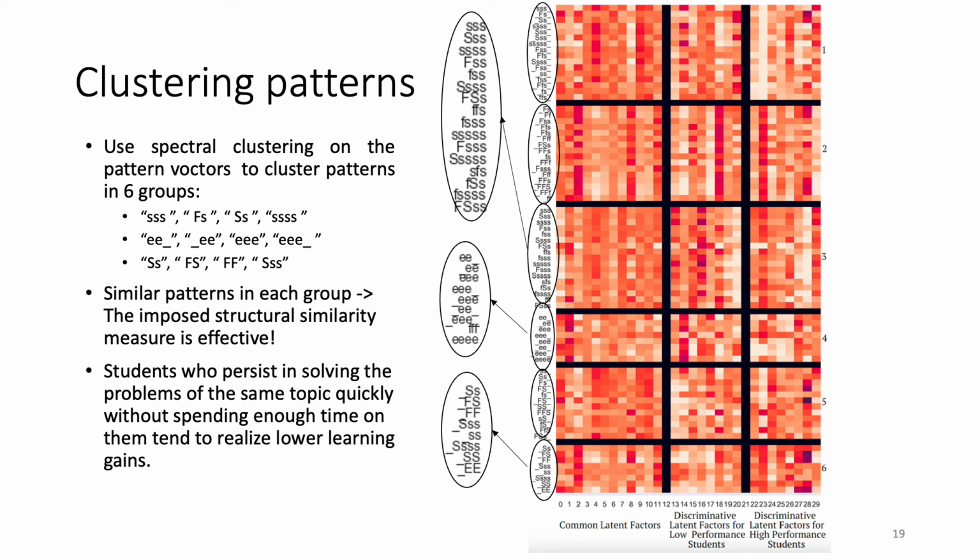By looking at different common and distinct latent factors in the heat map, we see meaningful patterns among them. For example, the third pattern cluster with multiple short successes in a row has a higher weight in distinct low performance latent factors and a low weight in high performance and common factors. This means that the students who persist in solving the problems of the same topic quickly without spending enough time on them tend to realize lower gain.